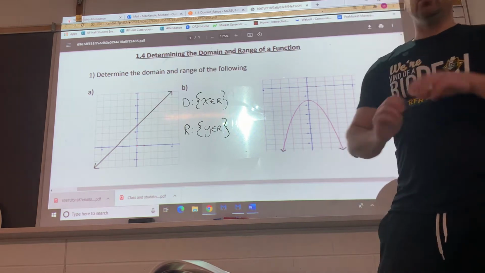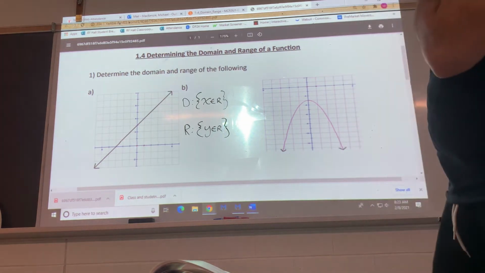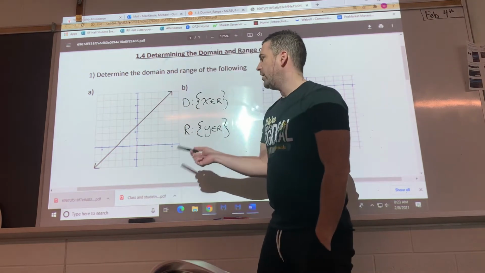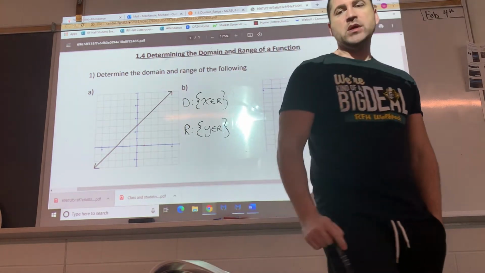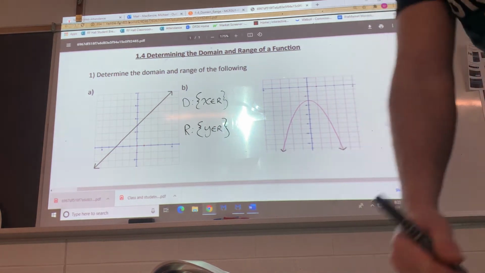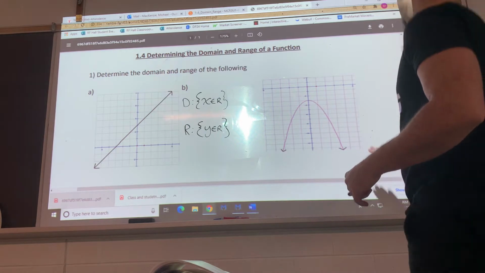Since it's continuous both ways, there aren't any restrictions on the linear function. So in most cases, linear is x ∈ R, y ∈ R, unless it was a real life question. But in this case, it's continuous both ways. Okay, so secondly, we have a quadratic function.